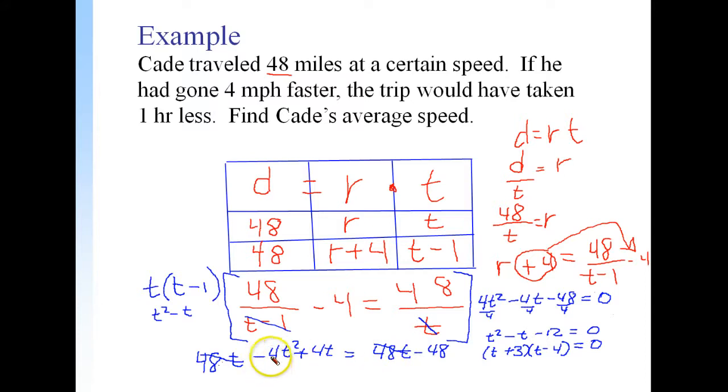Now I want to have my t squared positive, so I'm going to move it over to this side. That becomes a positive 4t squared. I'm going to move this over to this side. It becomes a negative 4t. And then on this side already is a negative 48. And I'm going to put the 0 there instead of over on this side. Going to divide everything by 4.